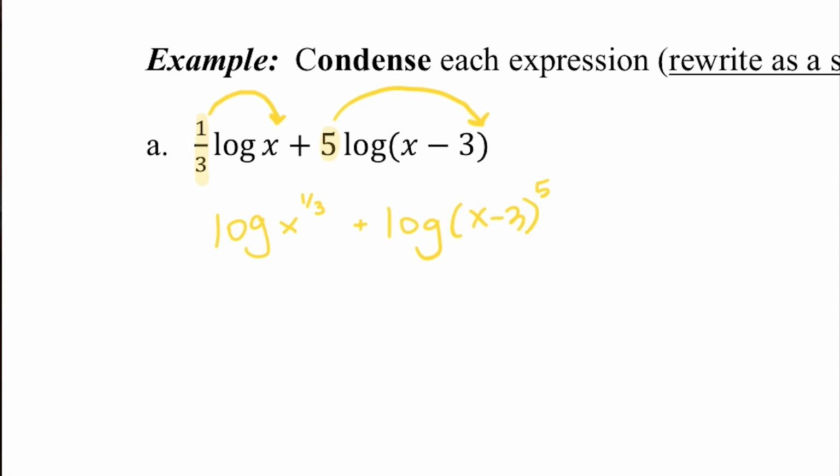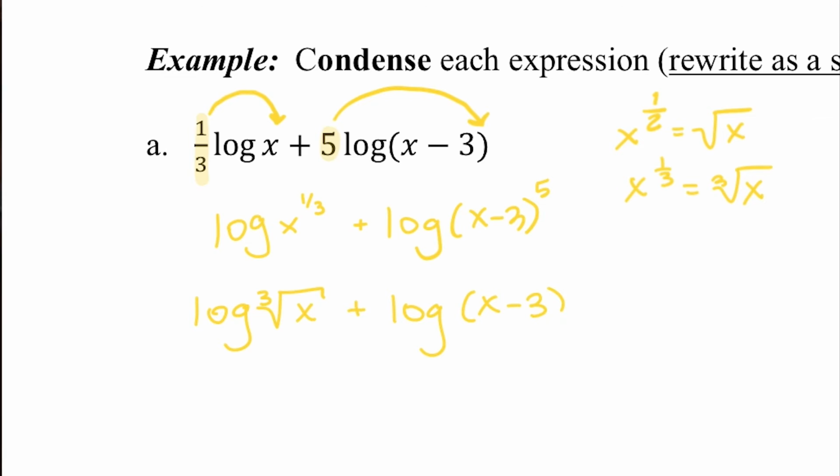But remember, in the last problem, I talked about how a fractional exponent means you have a root. So a 1/2 exponent is the same thing as a square root. A 1/3 exponent is the same as a cubed root. A 1/4 exponent would be the same thing as a 4th root, etc. So this is the same thing as log cubed root of x plus log of x minus 3 to the 5th.